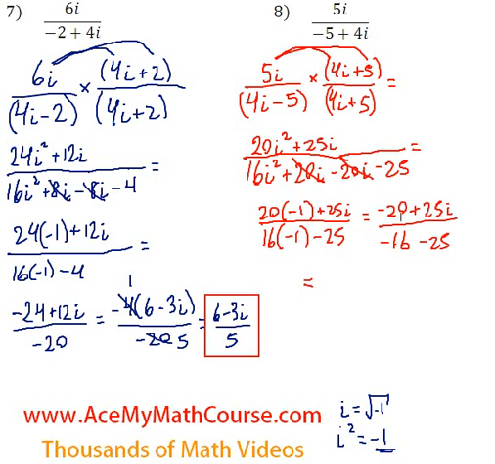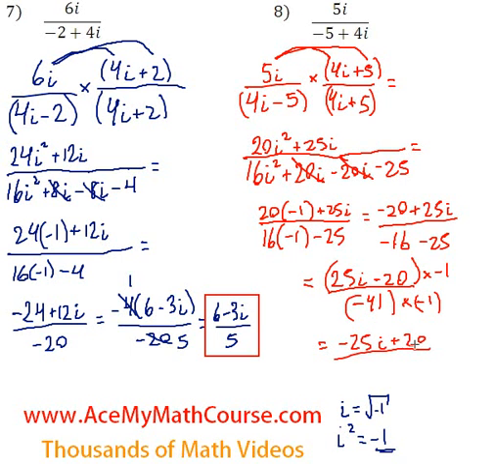And finally, we can leave it like 25i minus 20 all over negative 41. Well, I guess we don't want to see a negative down at the bottom of the fraction, so I'll multiply the top and the bottom by negative 1. So we're going to have negative 25i plus 20, negative 41 times negative 1, 41.